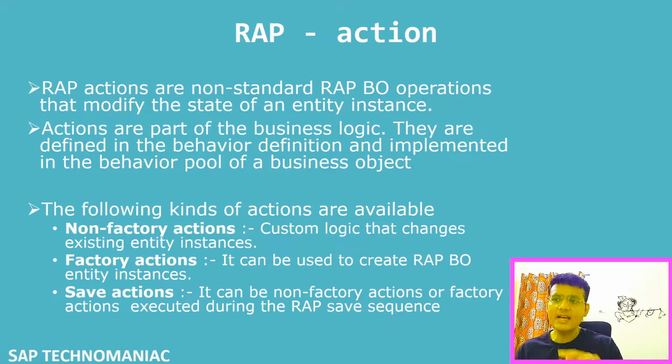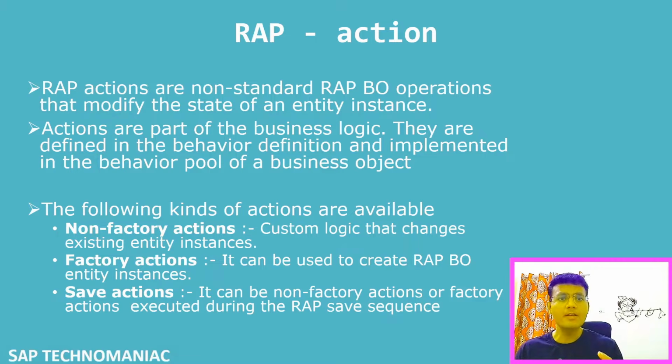And the actions are part of the business object. We will define those actions in the behavior definitions and we will implement those actions in our behavior pool classes. There are three kinds of actions: first is the non-factory actions, then factory actions, and the save actions. Each one has different use cases.